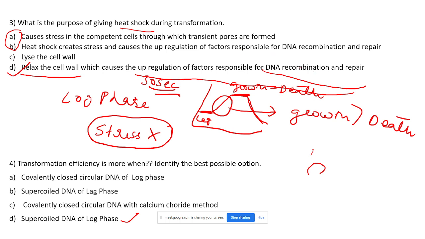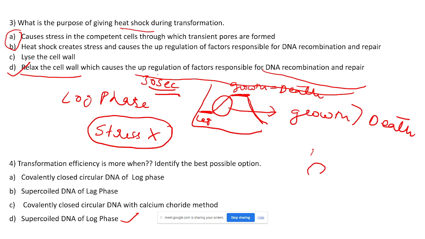So we are trying to upregulate the recombination and repair pathway by giving heat shock. But this recombination and repair pathway will also be utilized by the insert for its insertion into the competent cells. It will relax the cell wall. So this recombination and repair pathway is sort of a stress response only, right? It is a sort of stress response, but it depends.